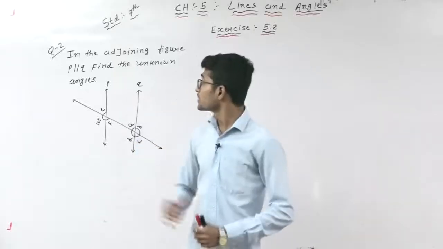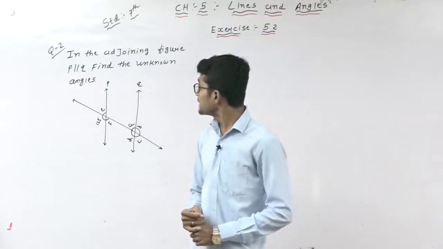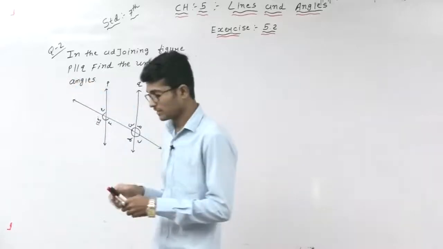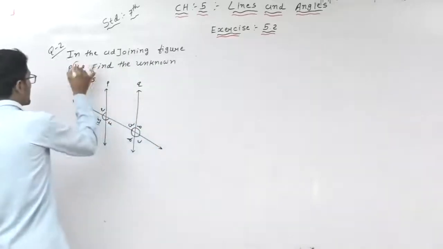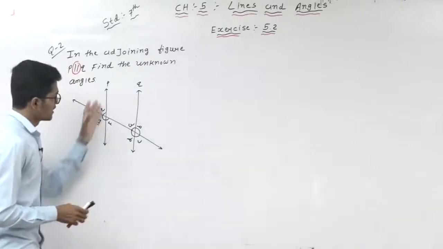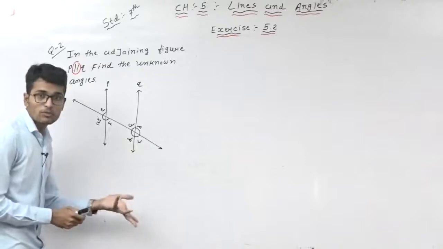Students, here is question number 2. In the adjoining figure, P parallel Q, find the unknown angles. This is the symbol of parallel. Right? So P parallel Q, find the unknown angles. This means this is a figure, and we have to find the unknown angles using the properties of angle pairs.